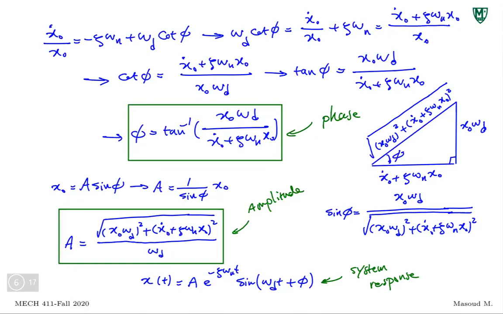Now, as I was saying, we don't like long equations because we can't really see what is going on there. It's just too many things in one equation. I know x naught dot, zeta, omega d, omega, and we don't even know how things change by changing one thing or the other thing. What we love is graphs. So let's plot this system response and see what it looks like for a spring mass damper system.